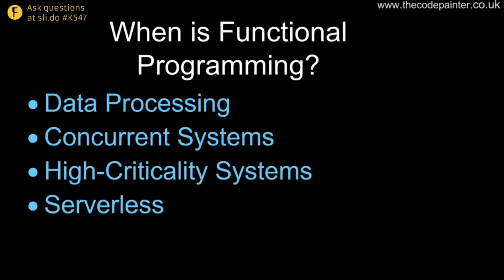When is it? So when is it particularly good? It's good for data processing. That is, given this data, turn it into this data. That's the sort of thing functional does really well. That's very pure. That's not requiring much interaction. Concurrent systems, that is where you want to stack a whole load of instances of the same function side by side. There's no shared state, so concurrency is very enabled by functional.